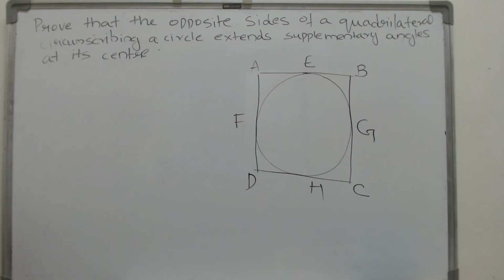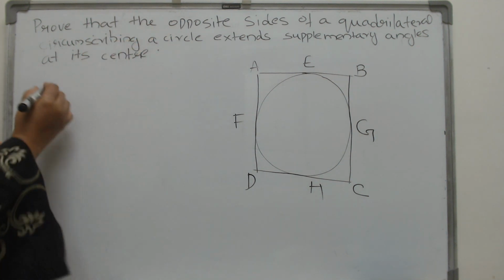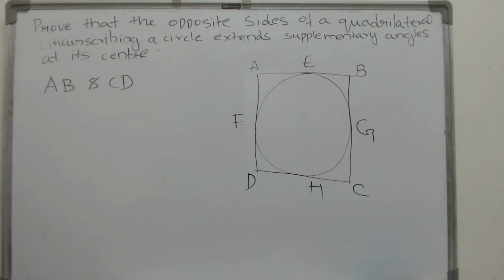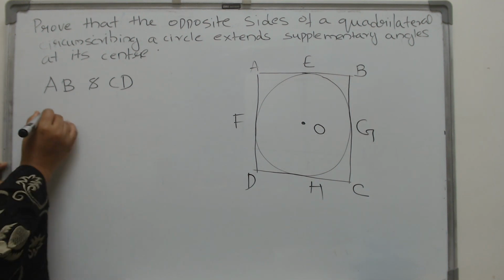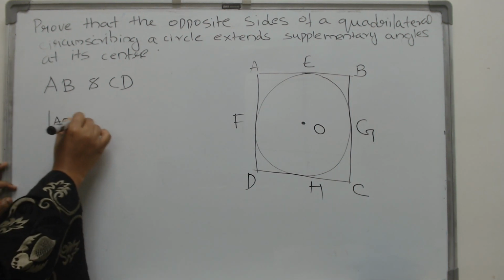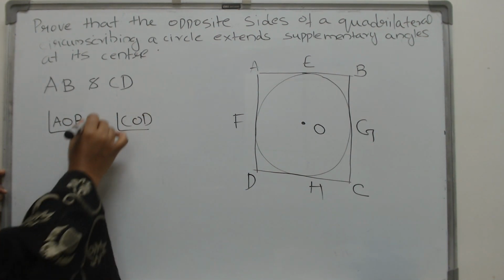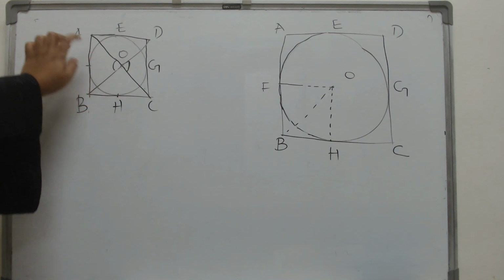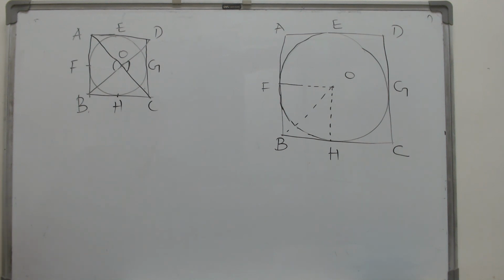And what do you have to prove? Take any two opposite sides. Here it says opposite sides. I will just randomly take AB and CD. So if you take any two opposite sides of the quadrilateral, then the angles that they subtend at the center, how will those angles look like? It will be AOB and COD. What you have to prove is both of them added will give you 180 degrees. Now here what we have to prove is that AOB and COD added will give you 180 degrees.